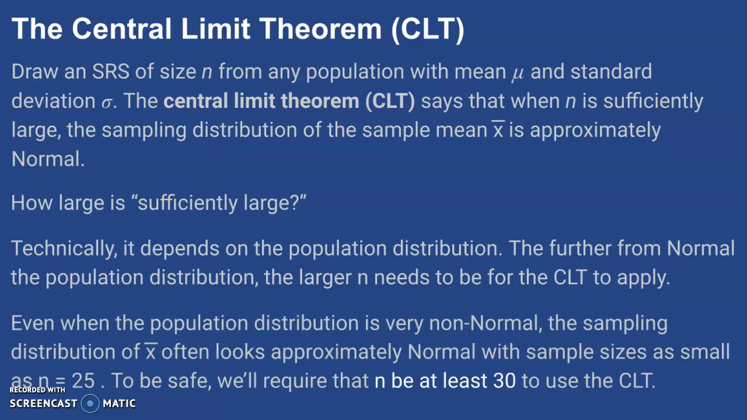So even when the population distribution is very non-normal, the sampling distribution of x bar often looks approximately normal with sample sizes as small as 25. You saw that in the 3 examples on the previous slide. To be safe, we require that n be at least 30 in order to use the central limit theorem.